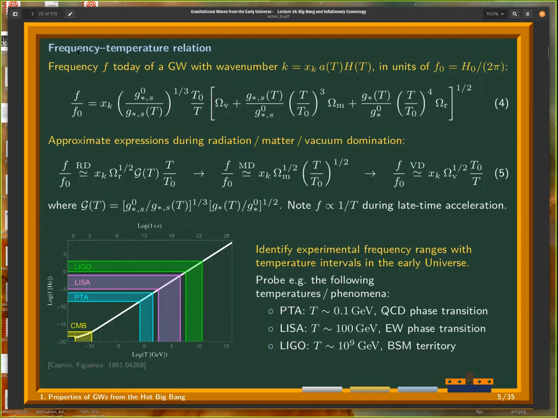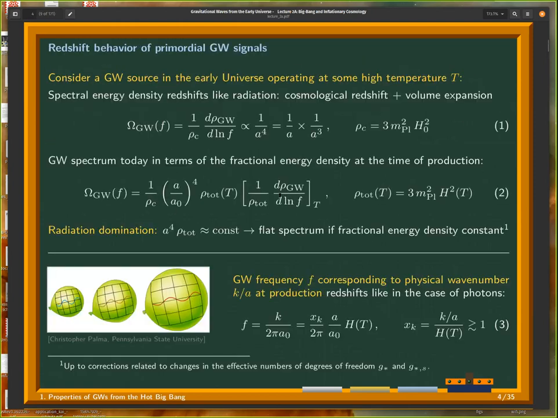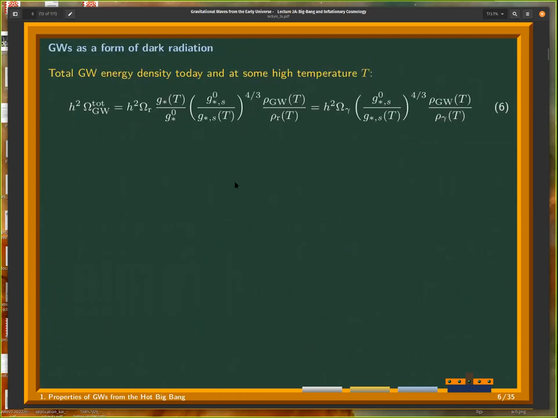So here we looked at the frequency temperature relation, some relation between the frequency today and the temperature at the time of production in the early universe. And now I want to look at the total energy density of gravitational waves in the early universe at some high temperature T. So we start with the same expression. This is the total amount of energy in gravitational waves today, and I want to relate this to the gravitational wave energy density at temperature T. So the starting point is an equation like this here. But instead of multiplying and dividing by the total energy density, I just want to multiply and divide by the energy density in radiation. So this is what I do here.